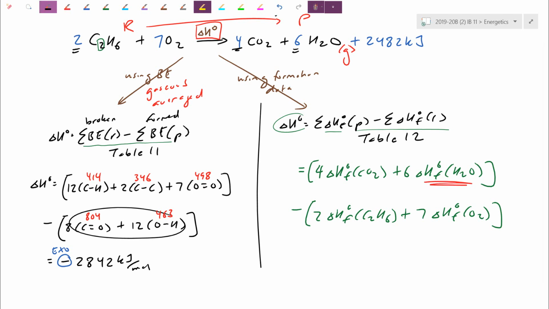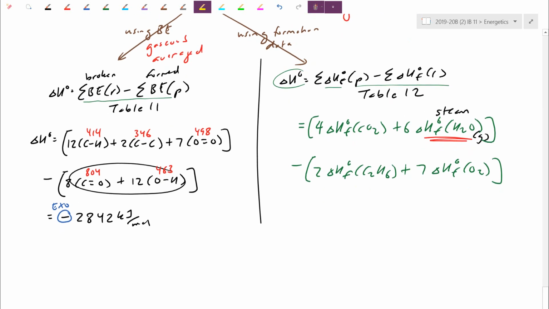But in this question only, because I'm trying to make a comparison, which one's better, which one's worse here, just for this problem, I'm going to use the value for steam, which is water as a gas. On table 12, you actually have this as a liquid or as a gas. To make it a fair comparison, I'm going to use the steam value on both sides. So again, double check my numbers here.